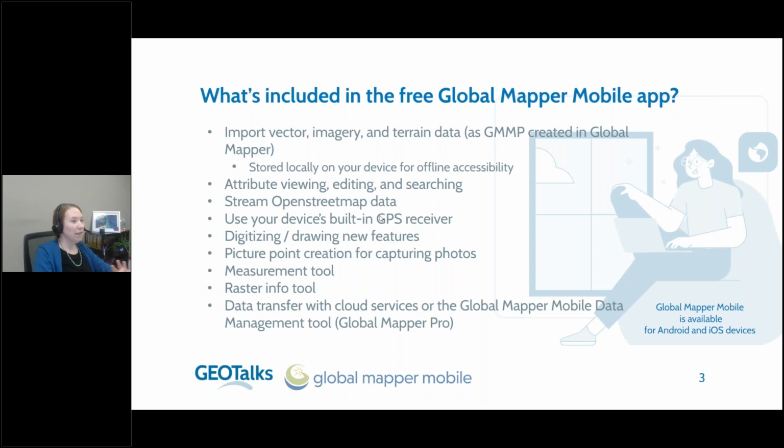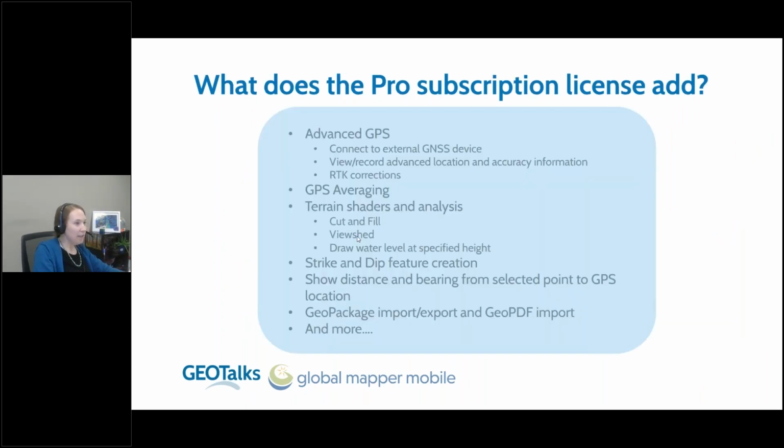So I'll jump right into it. The free Global Mapper mobile app, as we just mentioned, allows you to import data for viewing and some editing, lets you use your device's built-in GPS receiver, and a few other basic tools for creating picture points, things like that. I won't get into everything here. You can download it and try it out yourself. And then the Pro subscription adds a lot more of the advanced functionalities. So being able to connect to an external GNSS device, like we mentioned before, receiving RTK corrections. There's also a few terrain analysis tools in there and other creation methods and file format support.